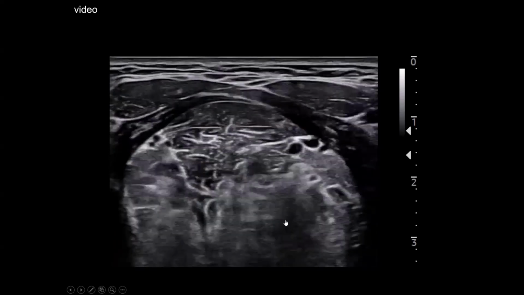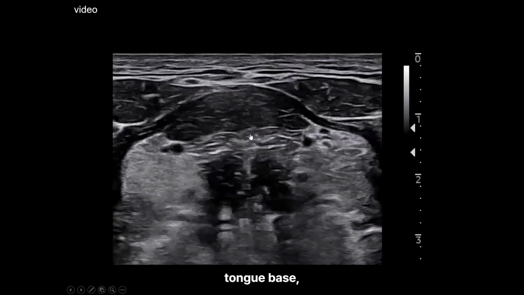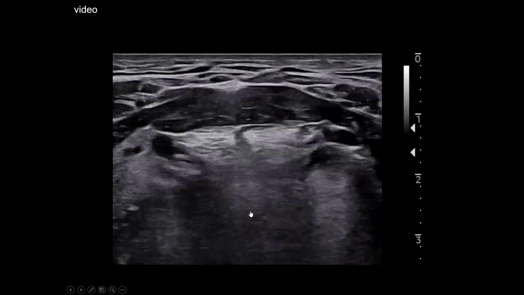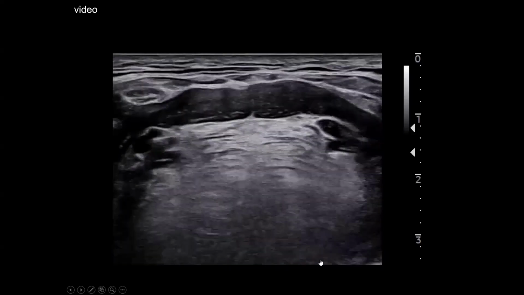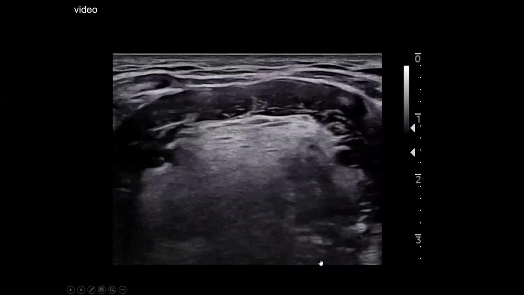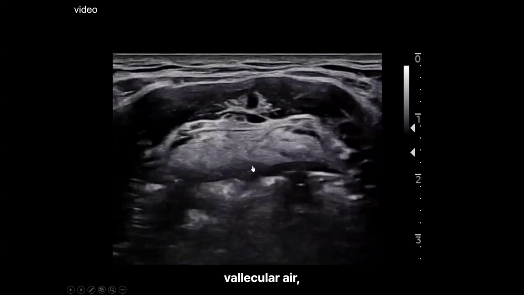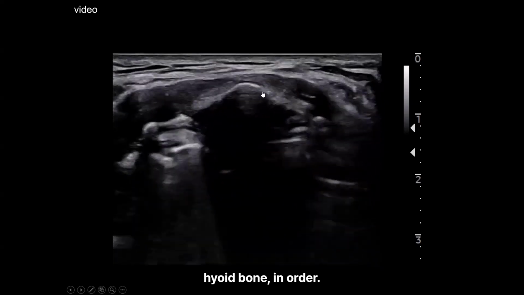This is clip of another patient. You can also see echogenic bilateral sublingual gland. Tongue base. Vallecular air. Hyoid bone, in order.